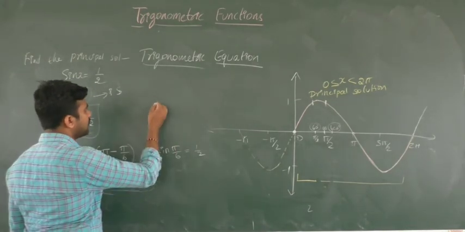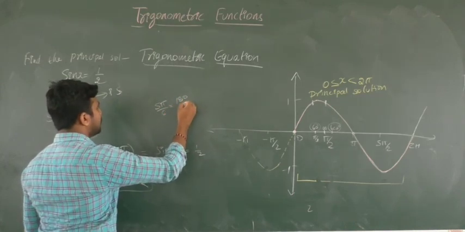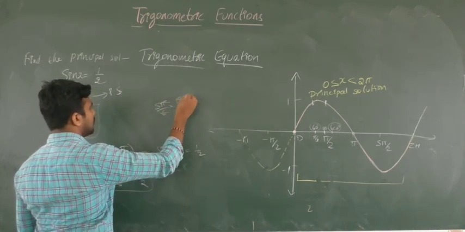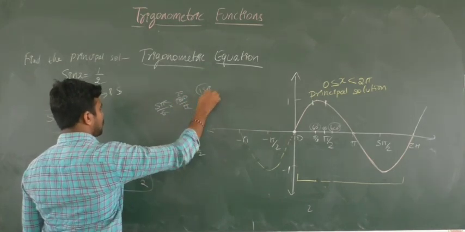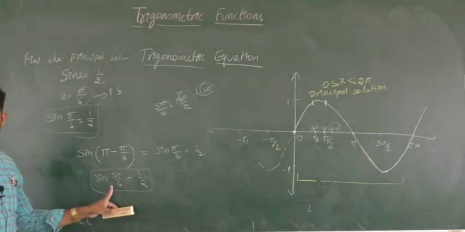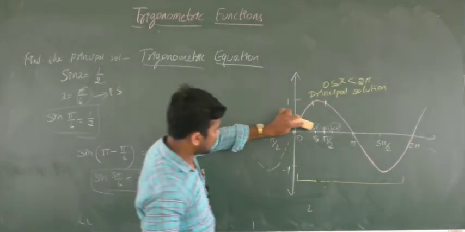We can find by using the conversion factor 5 pi by 6 into 180 by pi. Pi gets cancelled. 6 30s are 150. So 150 degrees also gives you half. So here you can observe.